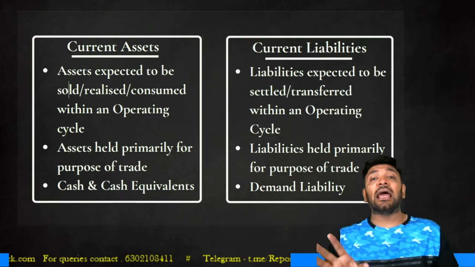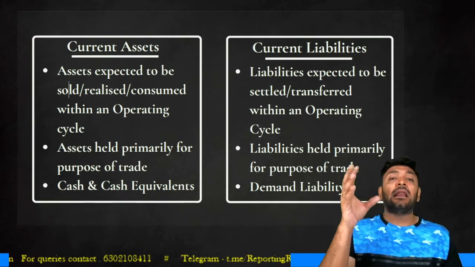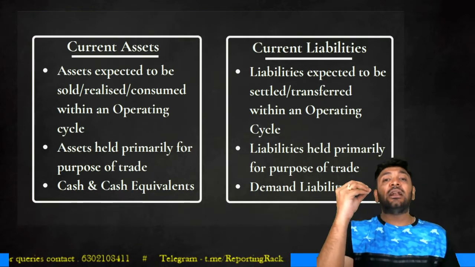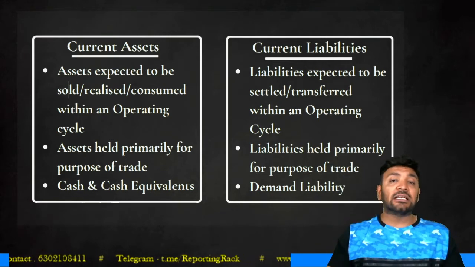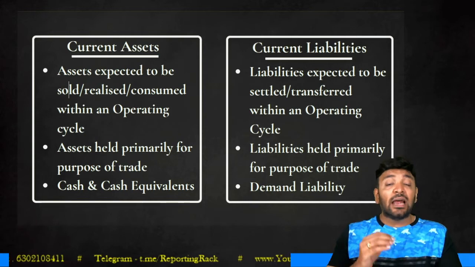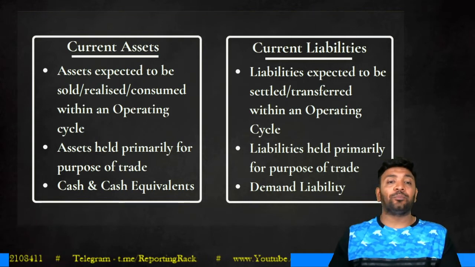In the same way, I could have a liability also, where I could factor a liability. I could give up a liability on today's date, which I'll have to meet at a later point of time, and today I'm settling it with a particular cash. That is liabilities held for trade.